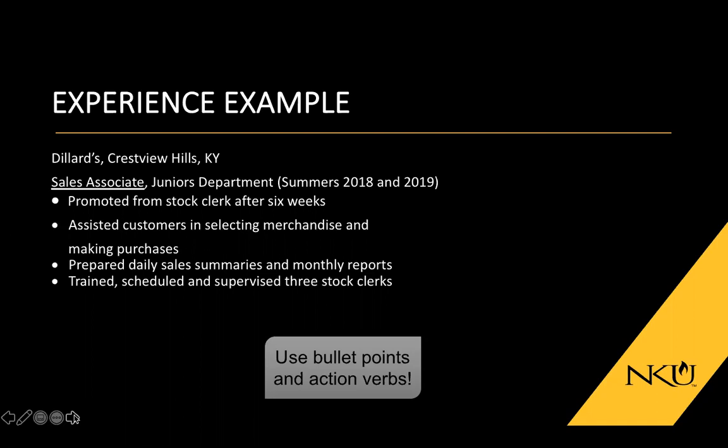Something that I think is important to note on this slide is that this person chose to show their promotion in the first bullet point. If they did not have much experience, they could have chosen to divide these experiences into 2 separate entries. First, listing the sales associate position with bullet points, and then below that, listing the stock clerk position with bullet points. If you need to save space, you can show promotions in a bullet point like this person did.